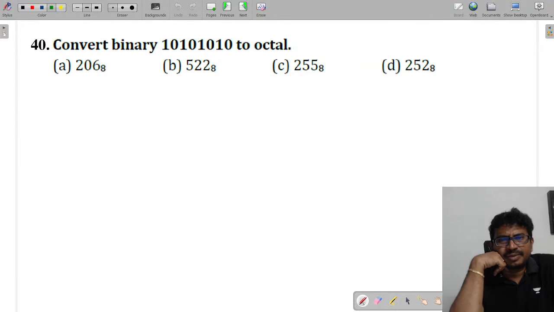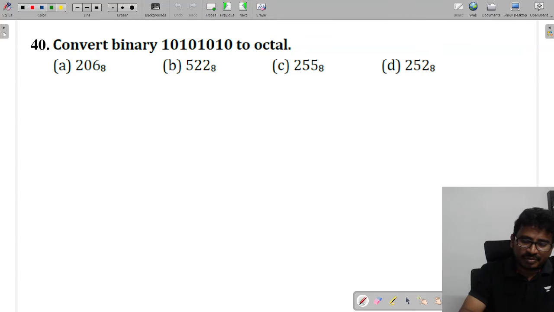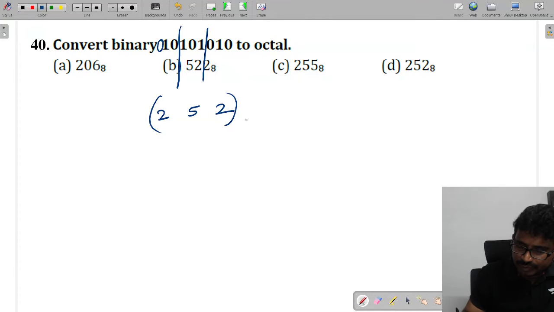Convert the binary to octal. Binary number to octal form. So what we should do? 3-3 group it now. So these three. We can put one more zero here. So this is 2 and this is 5. This is 2. So this is an option now here.